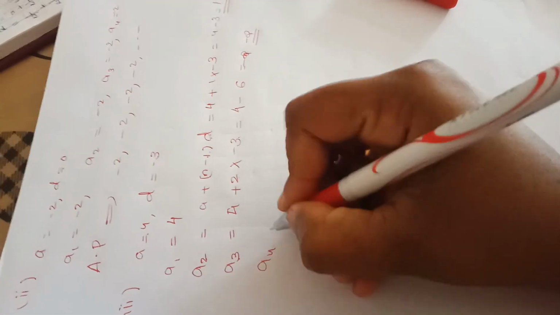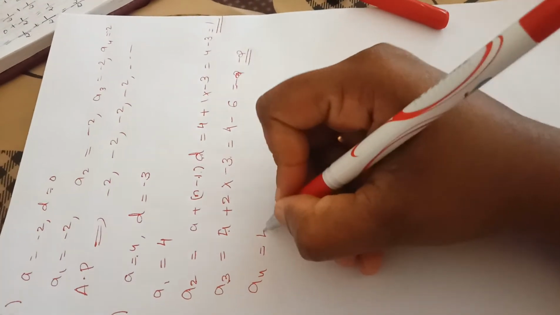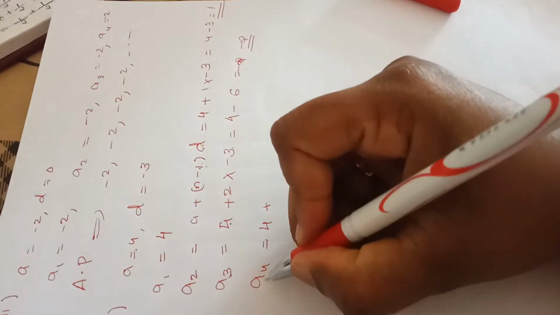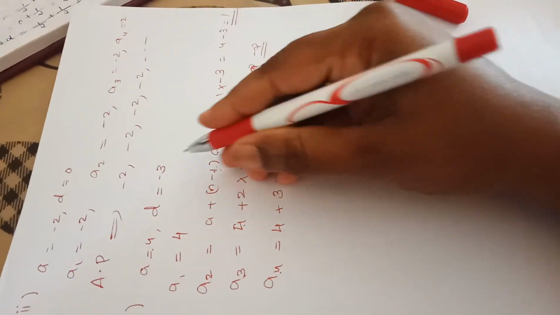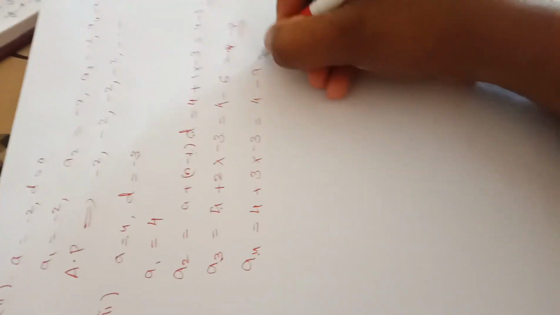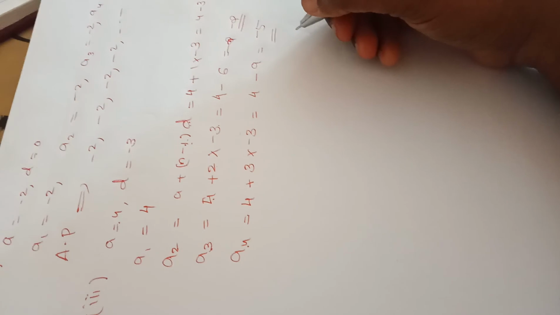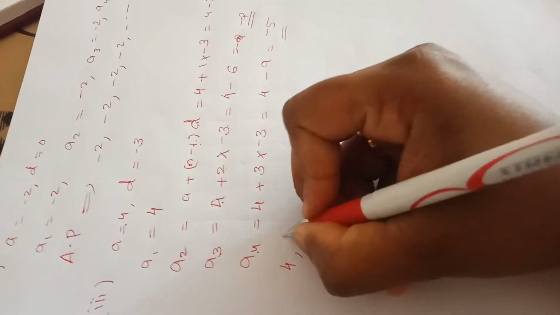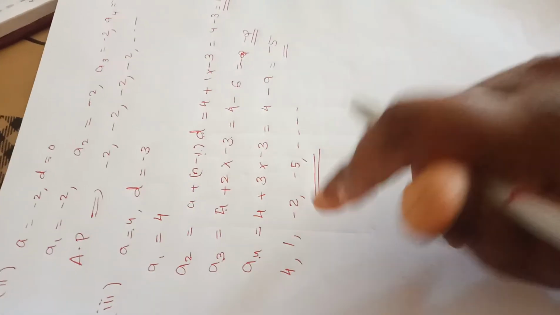Next a4, same, a is equal to 4. 4 plus (n minus 1), 4 minus 1, that is 3, into d is equal to minus 3. So 4 minus 9 is equal to minus 5. So you will get the numbers like this. The four numbers are 4, 1, minus 2, minus 5, and continuing like this. This is the required AP. You have to write the 4 numbers. Okay. Remaining part, do it as homework.